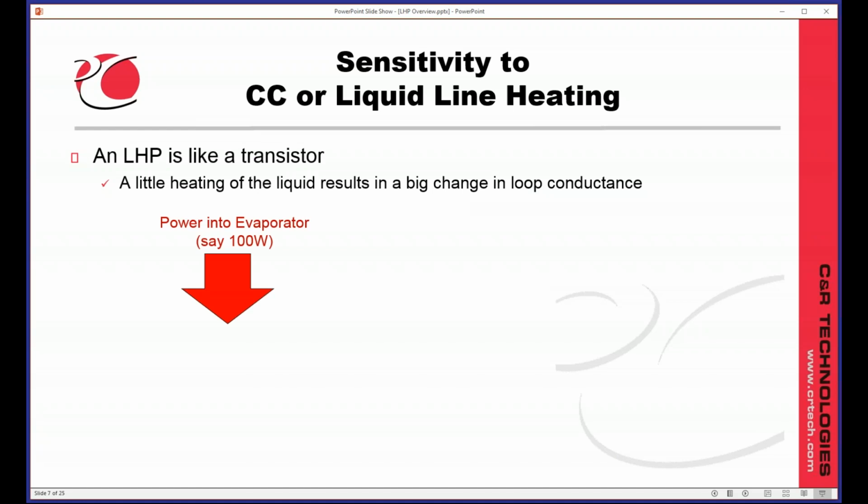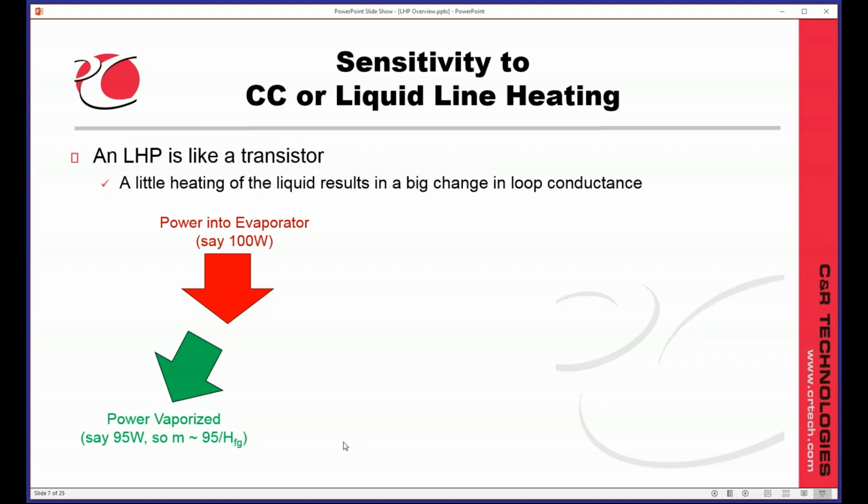So to explain this, let's first of all consider an evaporator that has 100 watts going into it. Okay, 100 watts being dissipated out of your equipment. Most of that will be vaporized, but not all of it. Let's just say for right now it's 95% of the heat coming in results in vaporization, and that means that the flow rate through your loop is roughly 95 watts divided by the heat of vaporization of your working fluid.